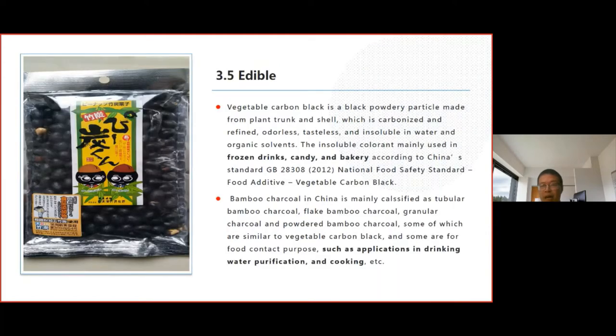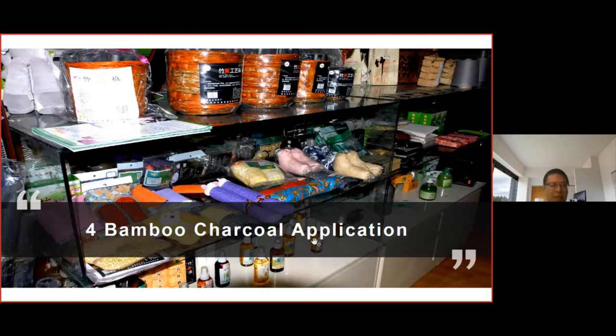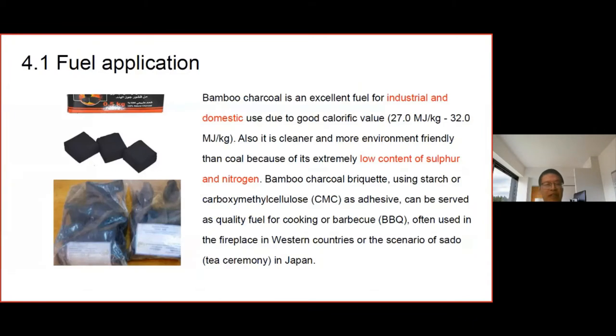Edible bamboo charcoal is mainly used in frozen drinks, candy, and baking, and we can use it for water purification, cooking, and so on. The last part, I will talk about bamboo charcoal applications. The first application is as a good fuel. Bamboo charcoal is an excellent fuel for industrial and domestic use due to its good calorific value. Another reason is bamboo charcoal's very low content of sulfur and nitrogen.